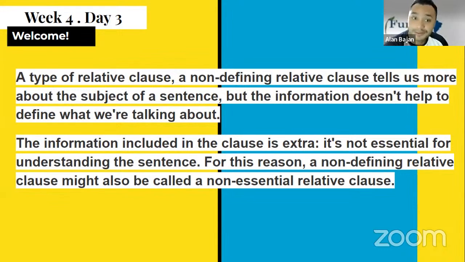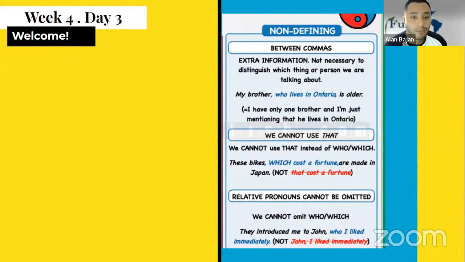Excellent. So let's see some examples. Now we will see that non-defining clauses, we will use them with commas. We cannot use the relative pronoun that because it's exclusive for defining clauses. These are non-defining. And the relative pronoun cannot be omitted. Let's see some examples to understand these concepts better.